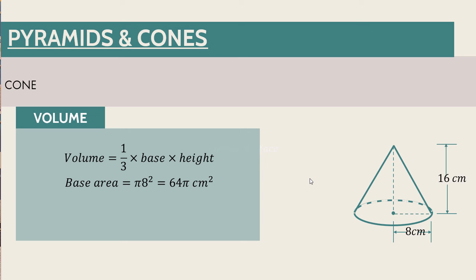The base area is 64 pi square centimeters. The volume of it is equal to 1/3 times 64 times 16, which equals 1024/3 pi cubic centimeters. I think the formula is very easy because it is similar to the formula for the pyramid.